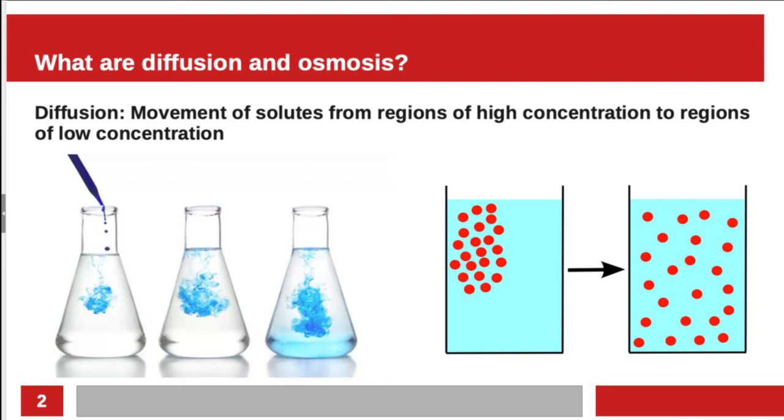Now you might see this if you put a drop of dye into a beaker or a glass of water. What happens is you'll see that dye be very concentrated at the point where it hits the water, and then it spreads out from there. And over time it will spread out more and more until eventually it's completely spread out evenly throughout the glass or flask or whatever.